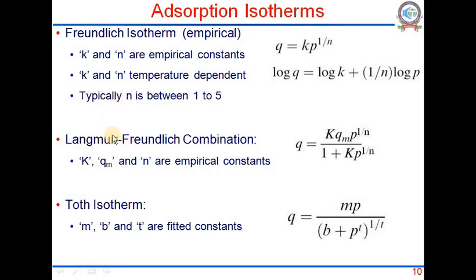Sometimes some other adsorption isotherms that people have proposed are a combination of the Langmuir and Freundlich isotherms. There you write Q as K Qm P raised to 1 by N divided by 1 plus K P raised to 1 by N. Or a Toth isotherm, where Q is M P divided by B plus P raised to T. Now you see the power is different in the numerator and denominator, so it is raised to 1 by T. This is very less used. Freundlich, Langmuir and the modified Langmuir-Freundlich are used very commonly.